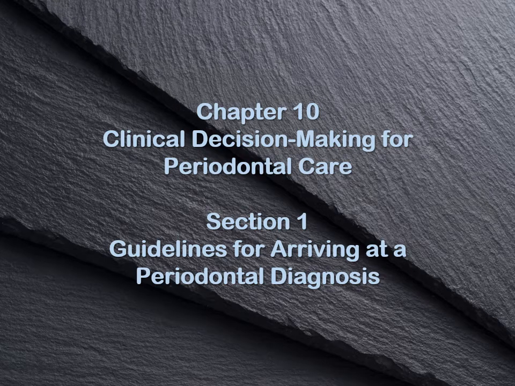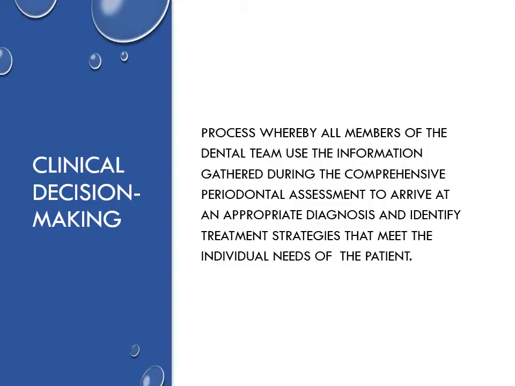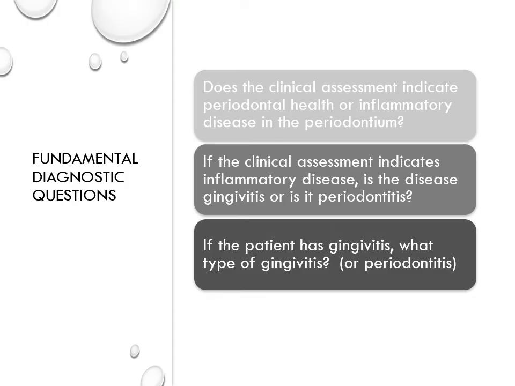Chapter 10 is going to be on the clinical decision-making for periodontal care. We're going to start with section 1, which is going to be guidelines for arriving at periodontal diagnosis. Clinical decision-making is the process whereby all members of the dental team use the information gathered during the comprehensive periodontal assessment to arrive at an appropriate diagnosis and identify treatment strategies that meet the individual needs of the patient. So we gather the information, we evaluate all of that information, and then we come up with a treatment plan.